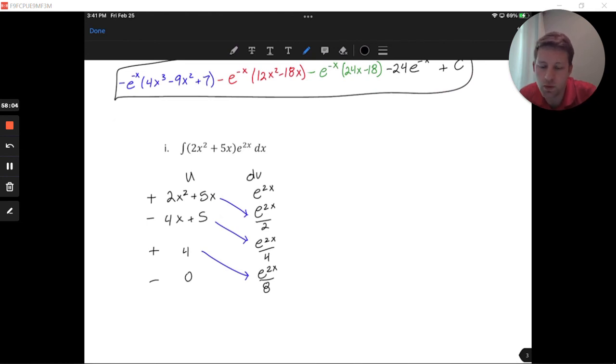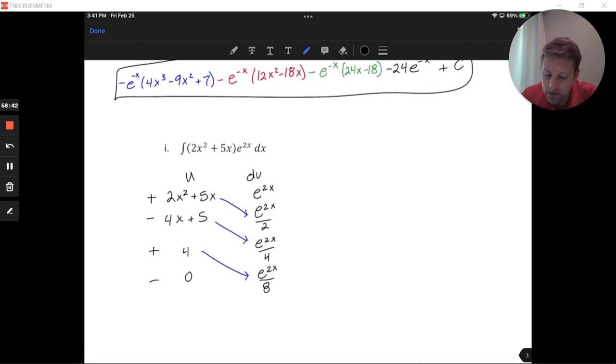All right, so if we were able to get these columns, that is great. We should have a u column and a dv column worked out here. The u column just has all of our derivatives of the u function. It looks like we had to take 3 derivatives to get down to 0. And then we have the antiderivatives for our e raised to the 2x. So in this case, we're dividing by the derivative of the exponent each time, which happens to be 2. So that denominator increases 2, 4, and then finally 8 at the very end.